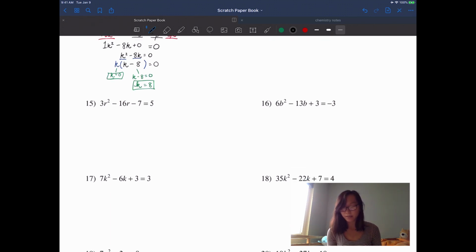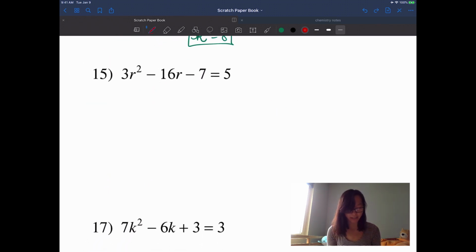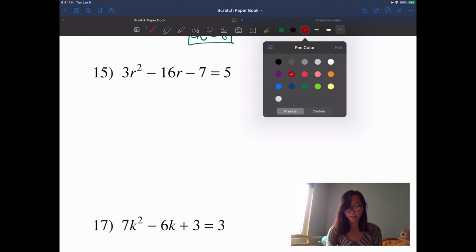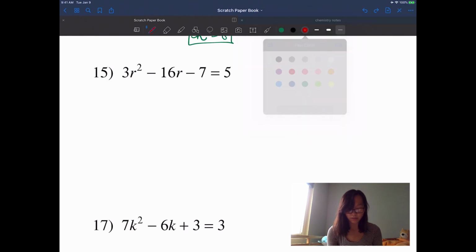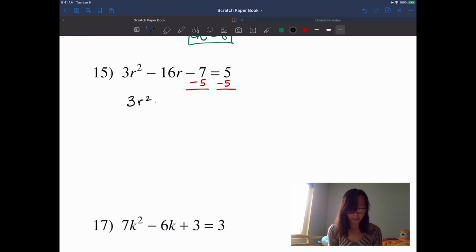15 is the last problem, and it's the last problem because we haven't really dealt with weird numbers in the front yet. And by weird, you will see what I mean in a second. So the first step is the same as before. We're going to subtract 5 on both sides to get that 0 on the right-hand side. So we get 3r squared minus 16r minus 12 equals 0. So that looks a little more familiar.